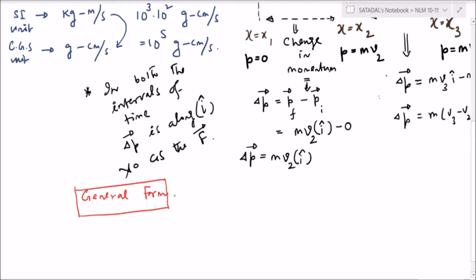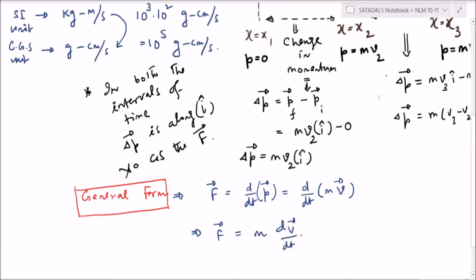Okay. So now I'm saying that F vector is equal to the time rate of change of linear momentum. Okay. So we can write d/dt of m into v vector. Now look, this is interesting. So F vector is equal to, either we can write, m dv/dt plus v dm/dt.